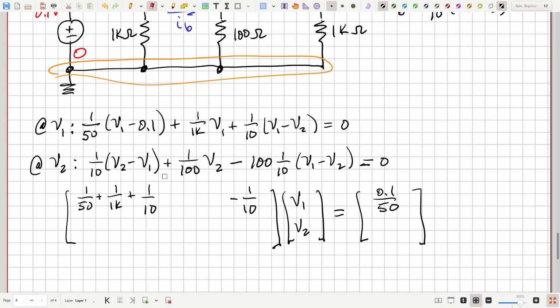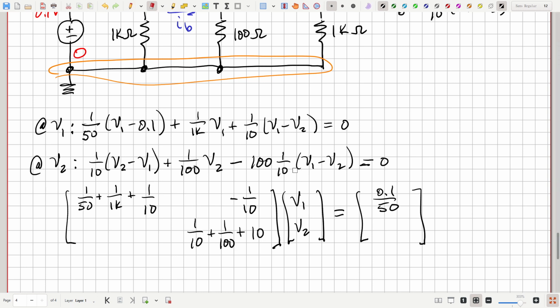Okay, so from the second equation, all the V2 terms, let's see, 1 over 10 plus 1 over 100 plus, this is 100 over 10 becomes just 10. So minus minus becomes plus 10. So this becomes 1/10 plus 100th plus 10. That's the V2 term.